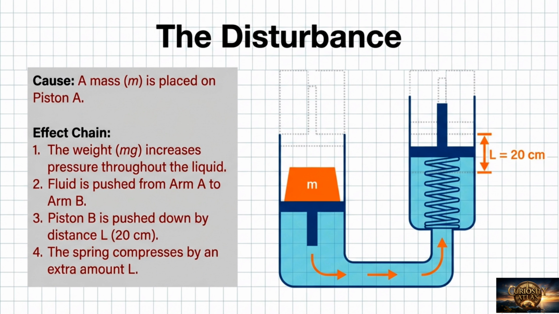The disturbance is adding mass M to piston A. The weight increases pressure, pushing fluid to arm B. Piston B moves down by distance L, and the spring compresses by an extra amount L.